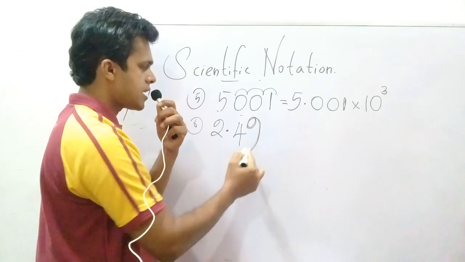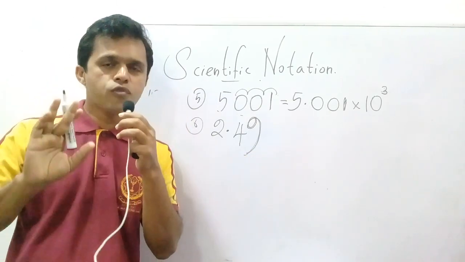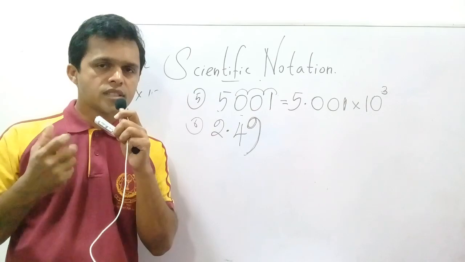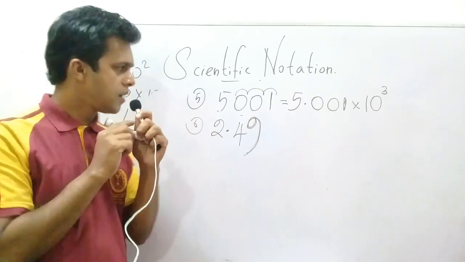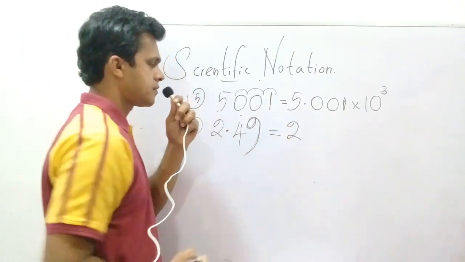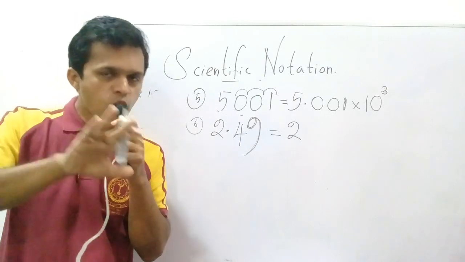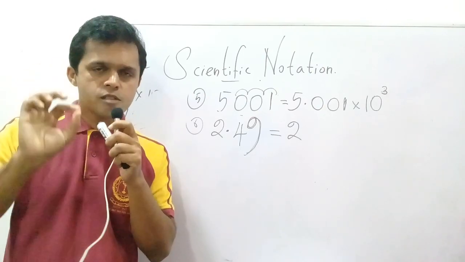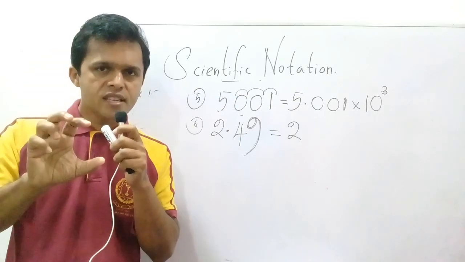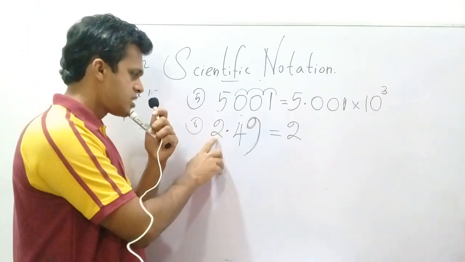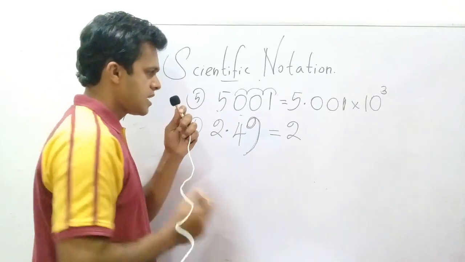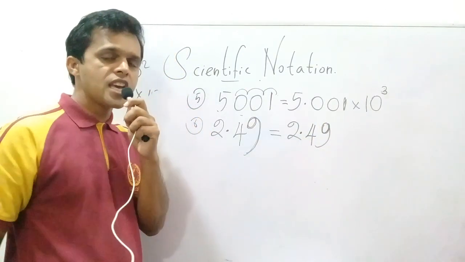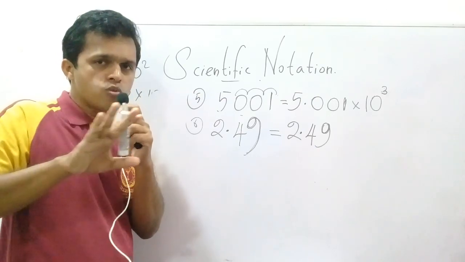How do you write 2.49 in scientific notation? In scientific notation, think of it. 2.49. The decimal point does not go here and there. I have told you that every time the decimal point should be kept between the first two digits. This is the first digit, this is the second digit. So it is already written here, therefore 2.49, the decimal point does not move here and there.